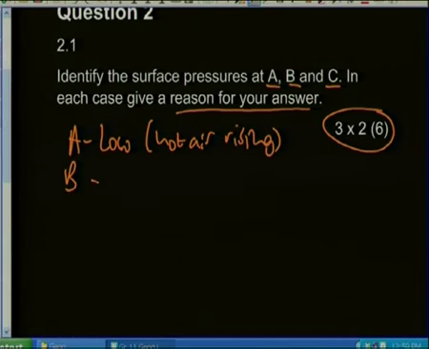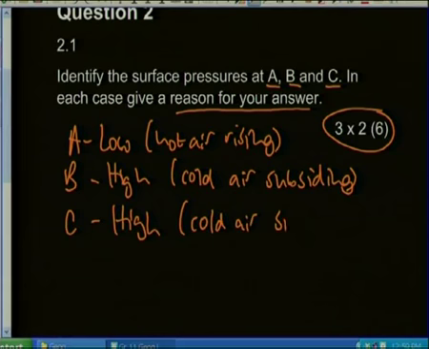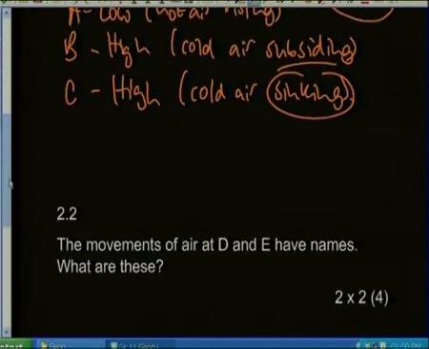B was an area or a zone of higher air pressure, or high pressure. Cold air was subsiding or sinking. And C was also an area of high pressure there over Australia, because they had that cold, heavy air sinking or subsiding as well. We prefer to use this word subsiding rather than sinking in climatology, so just remember that and use the correct terminology to get the right marks.